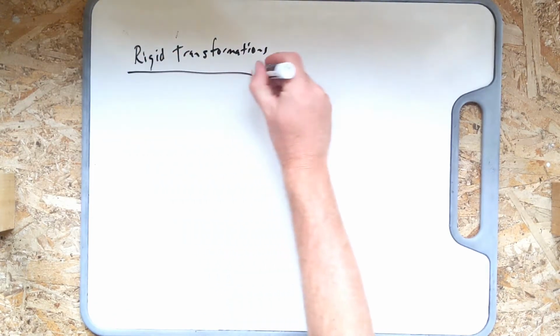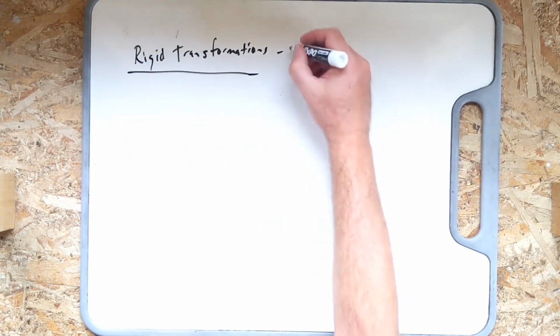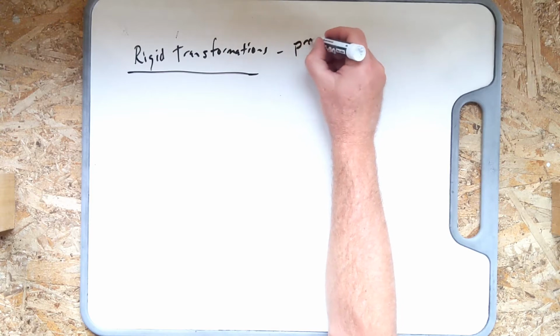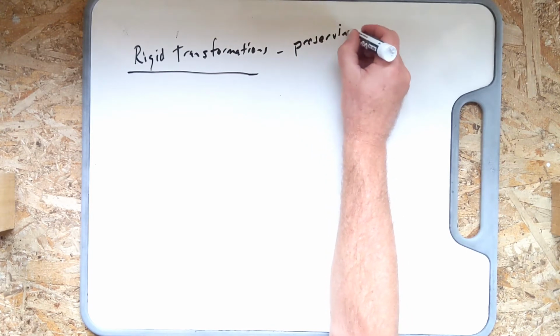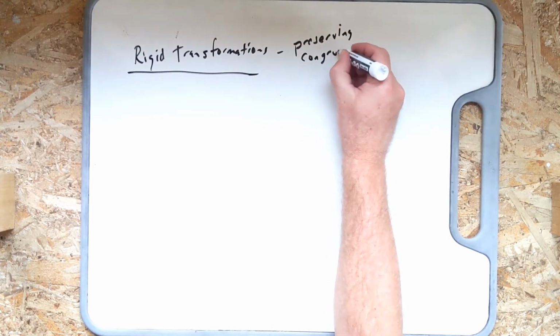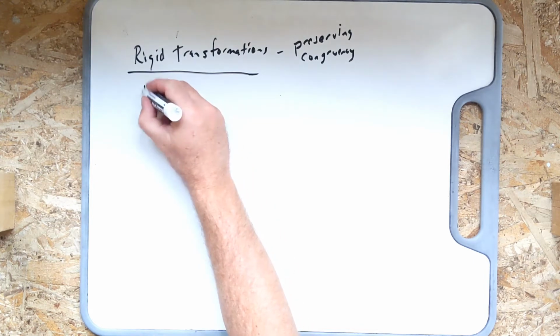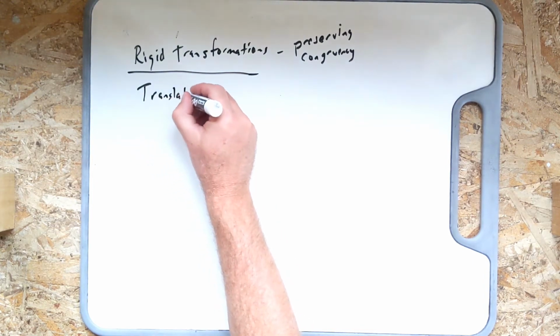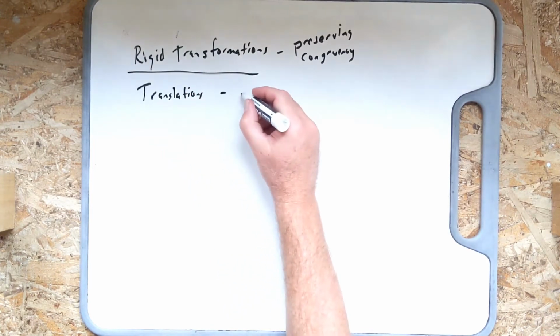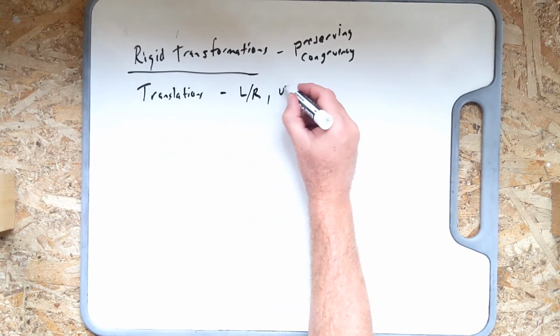Rigid transformations means transformations that are preserving congruency. In other words, movements that keep the same object, same size, same shape. There are three of them. The first one is translations, which is left-right in 2D anyway, up-down motion.